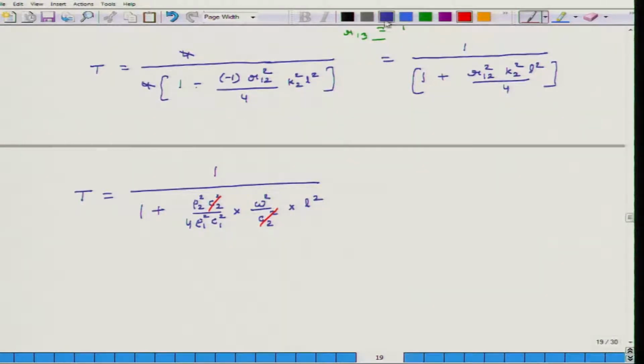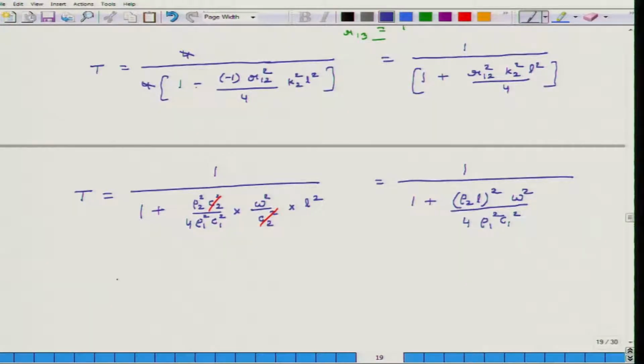So, what I am left with is equal to 1 over 1 plus rho 2 L square omega square divided by 4 rho 1 C1 square.